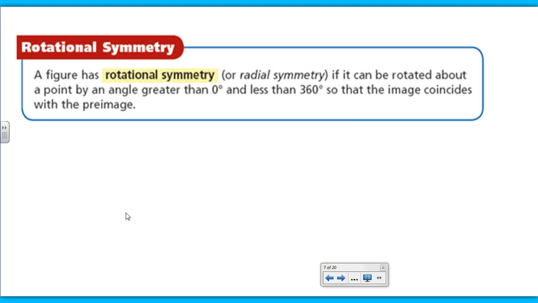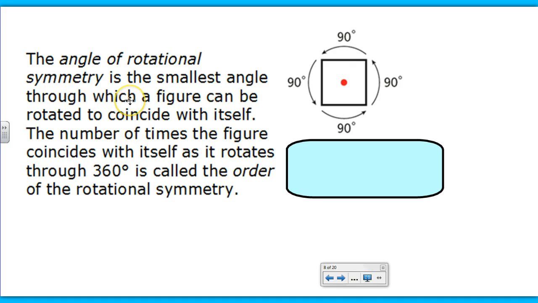Okay, so a figure has rotational symmetry, also known as radial symmetry, if it can be rotated about a point by an angle greater than 0 and less than 360 degrees, so that the image coincides with the pre-image. The angle of rotational symmetry is the smallest angle through which a figure can be rotated to coincide with itself. The number of times the figure coincides with itself as it rotates through 360 degrees is called the order of the rotational symmetry.